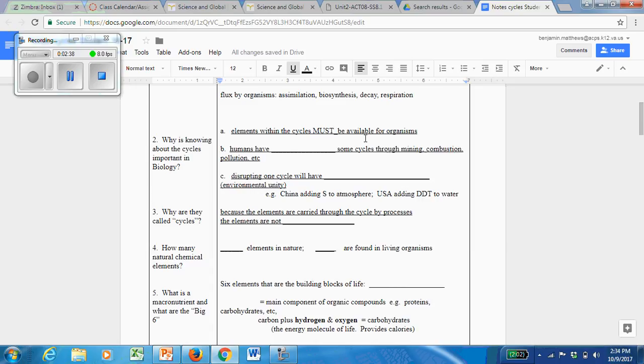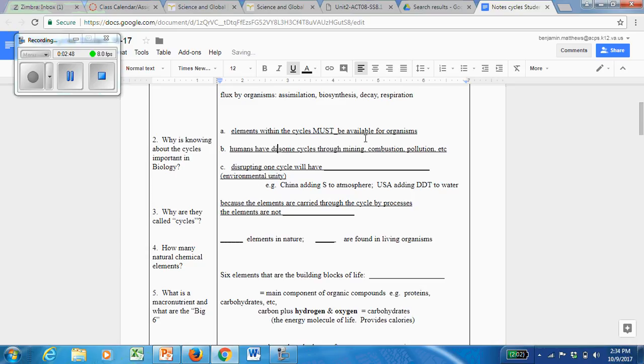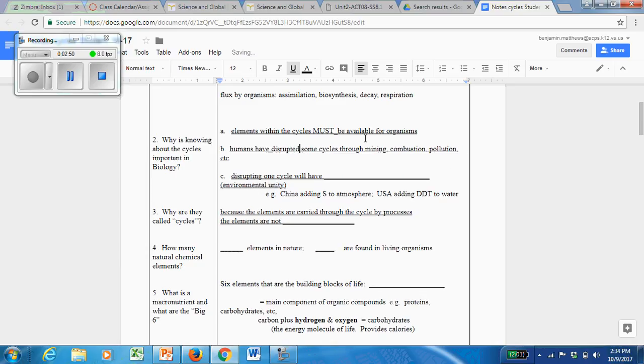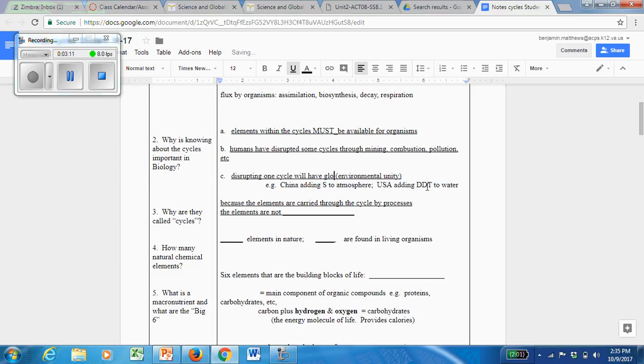But if we're looking at why we're studying these in biology, on top of just because they're important for life, it all goes back to humans have really disrupted these cycles through mining, through combustion, through pollution, and it's this disruption that we really study and we can try and predict. If we look at disrupting one cycle, it's just like a food chain or food web. So when we disrupt one cycle, we're going to have some global consequences here.